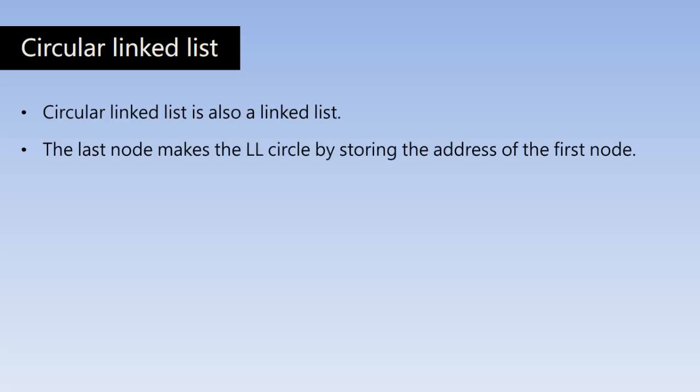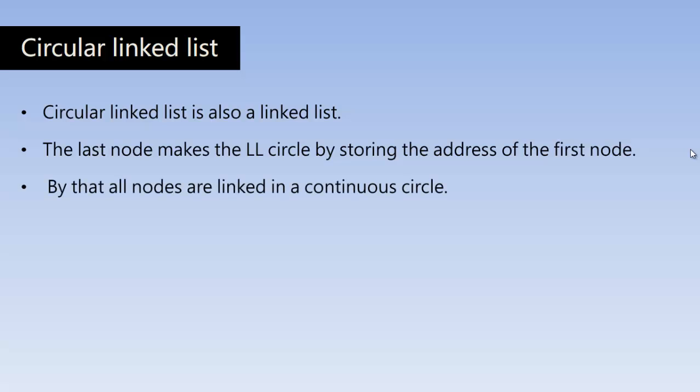This is also a linked list, but the last node makes the linked list circular by storing the address of the first node. Normally in a linked list, the last node contains null in place of a pointer, and by that it represents itself as the last node in the list, the terminating node. If that is connected back to the first node, it makes a circular linked list. By that, all nodes are linked in a continuous circle.